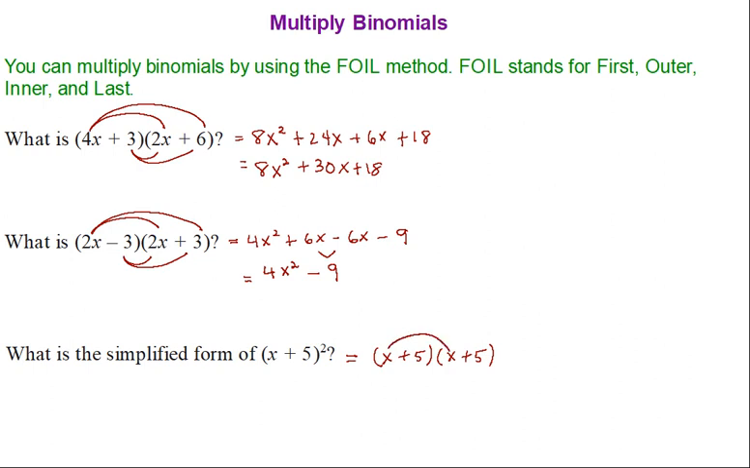So x times x would just give us x squared. Right? Then we do the outer terms, which will give us 5x. Then we multiply our inner terms, which will give us another 5x. And of course our last terms, which will just give us 25. Now, combining those like terms gives us 10x. So we get x squared plus 10x plus 25. Okay, and this is how you can square a binomial.